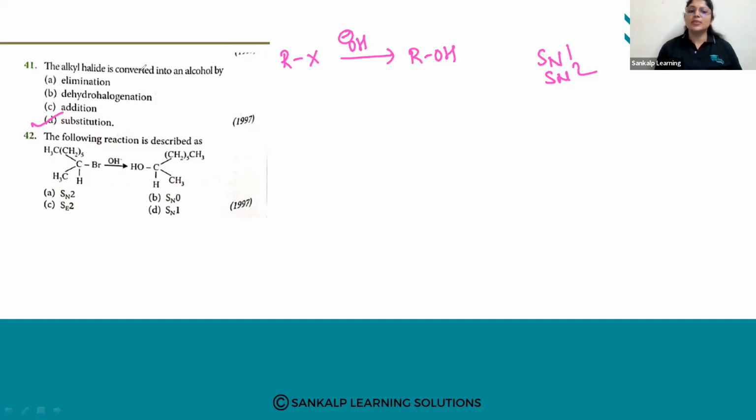So the rate depends upon the concentration of two things: the substrate as well as the nucleophile. When you are talking about the SN1 mechanism, the reactivity depends on carbocation stability. So tertiary will be stronger than secondary and primary, and the rate depends only on the concentration of the substrate. So here it undergoes a substitution reaction. In the presence of a base, an alkyl halide can be converted into an alcohol via substitution. Understood? So next question.